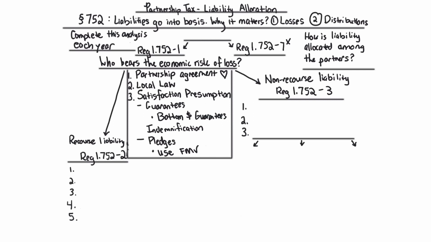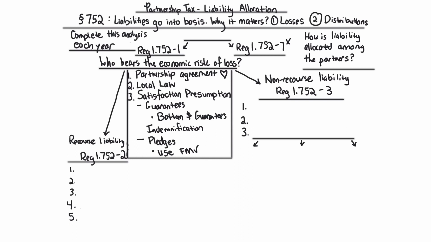Finally, if you do have stuff like guarantees and indemnification and pledges, just keep in mind the idea of the satisfaction presumption, that the partners indeed will make good even though we don't know because we don't have a crystal ball to see what happens in the future. We're trying to allocate liabilities, and we're doing so in hypothetical situations, so we're going to assume that the person's actually going to pay it off.